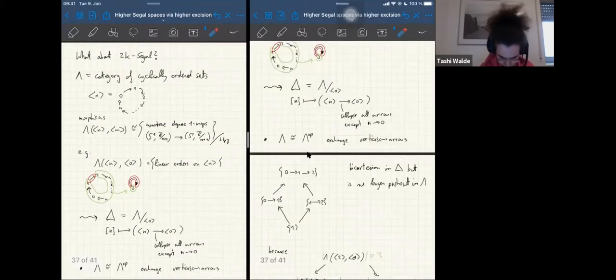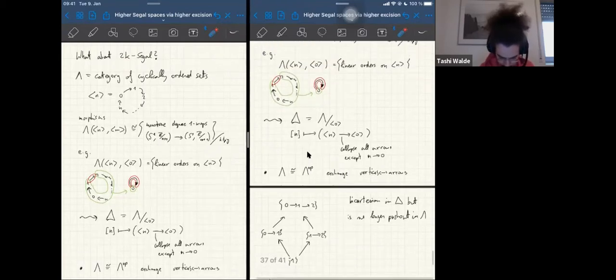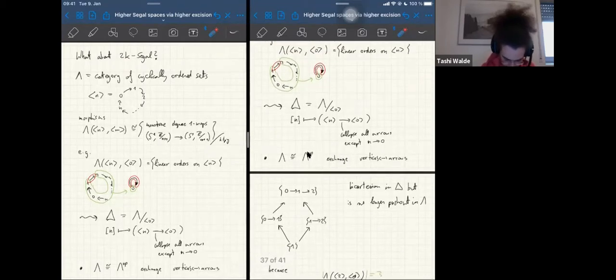And now let's look at the following square, which I've drawn now with these arrows a little bit more explicitly than before. This is the one which encodes the one Segal condition, or it's one of the ones which encodes the one Segal condition. It is bicartesian in delta, as we saw, but it actually fails to be a push out once we interpret these linearly ordered sets in lambda.